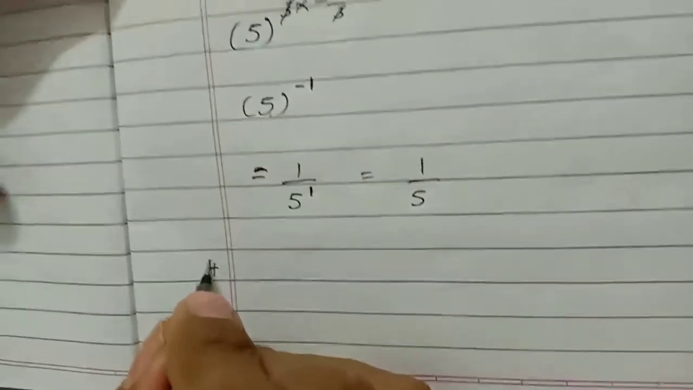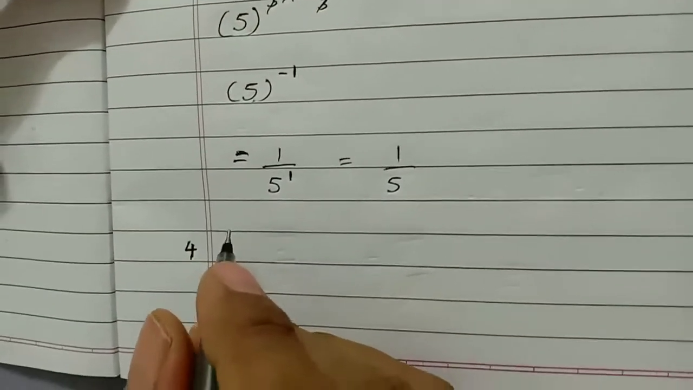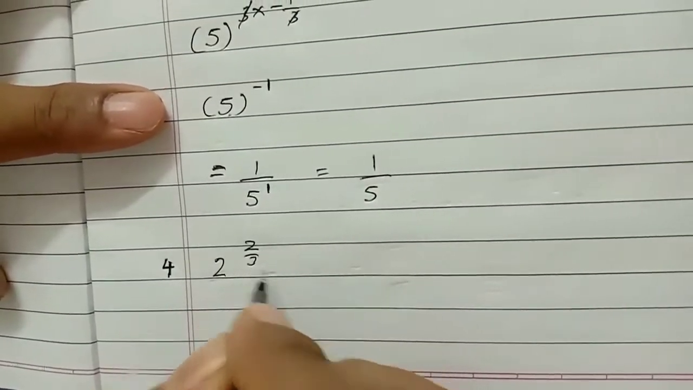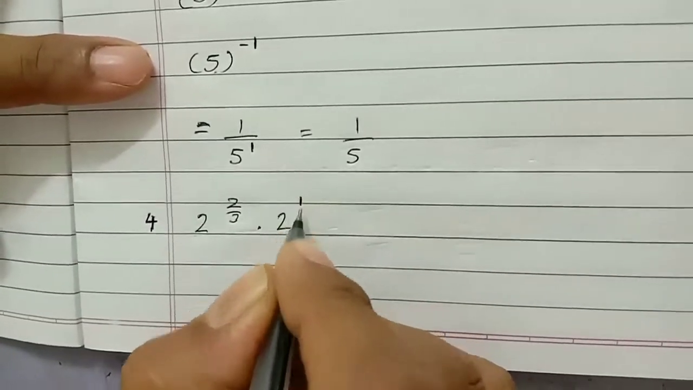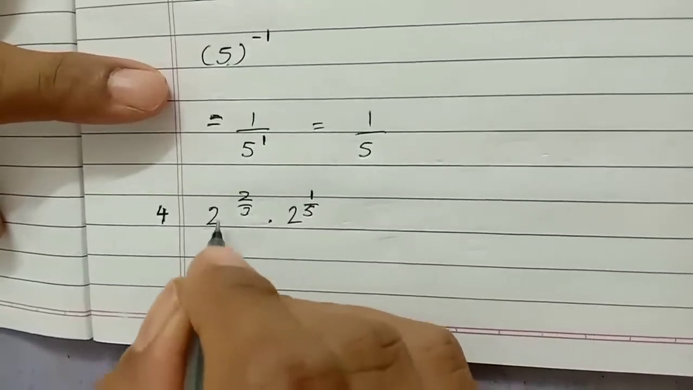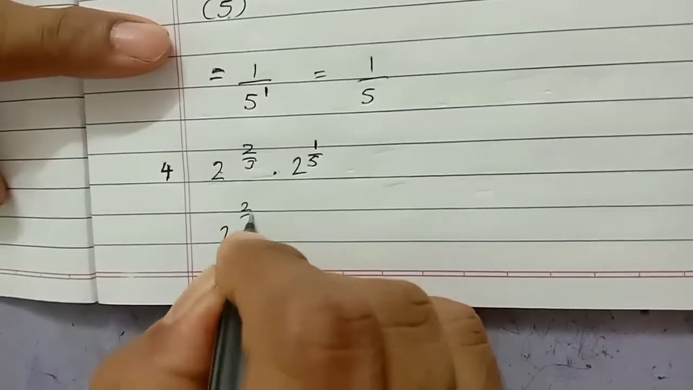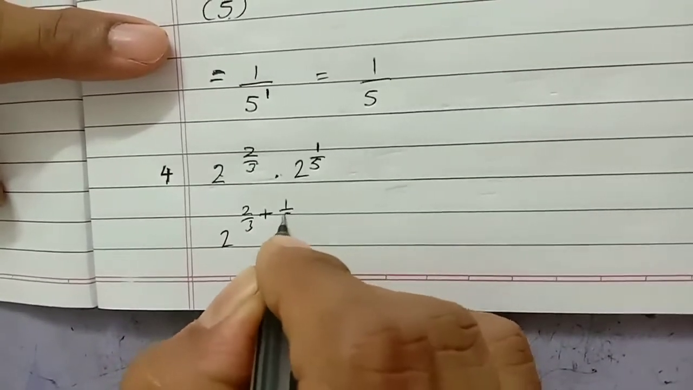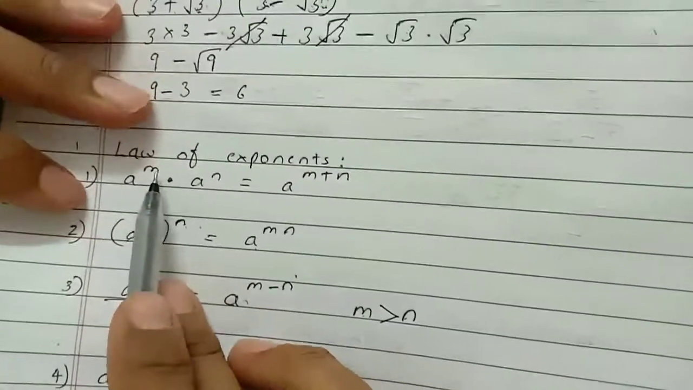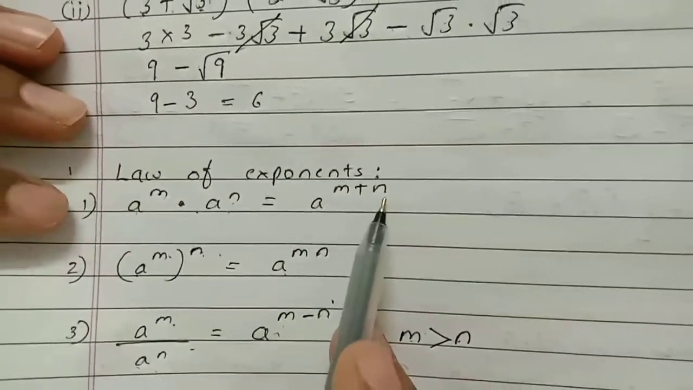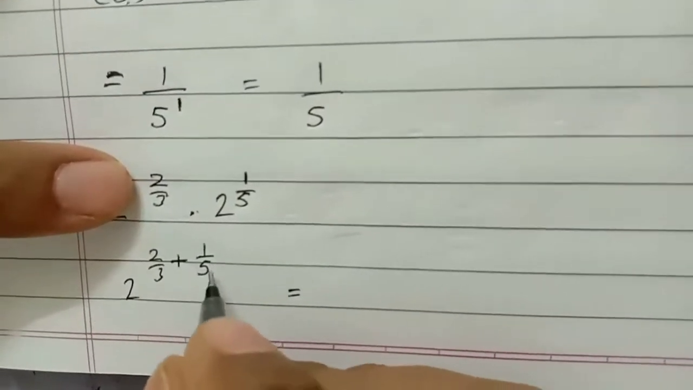So now let's solve one more example. 2 raised to 2 by 3 into 2 raised to 1 by 5. So a raised to m into a raised to n, so this will be a raised to m plus n. If you remember, here we have done the law of exponents. a raised to m into a raised to n equal to a raised to m plus n. So now we will have to solve this, 2 by 3 plus 1 by 5.